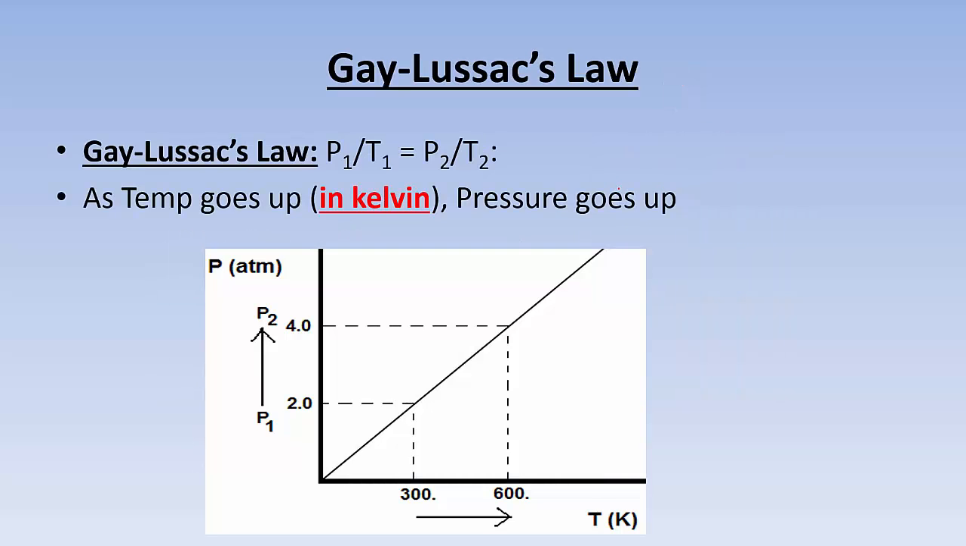Then Gay-Lussac's law, relationship between pressure and temperature. So P1 over T1 has to equal P2 over T2. Again, remember the temperature has to be in Kelvin. And it's basically saying that as the temperature goes up, pressure goes up. Or if temperature goes down, pressure goes down. So here's a graphical representation of it. Again, if you doubled the temperature, the pressure would double, or vice versa. If you cut the temperature in half, the pressure would cut in half.